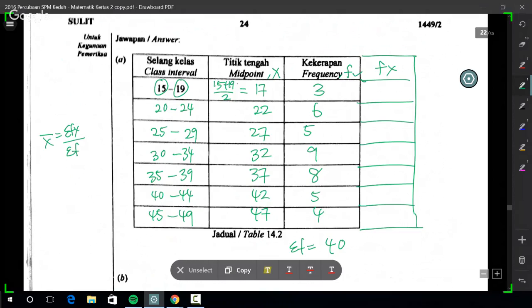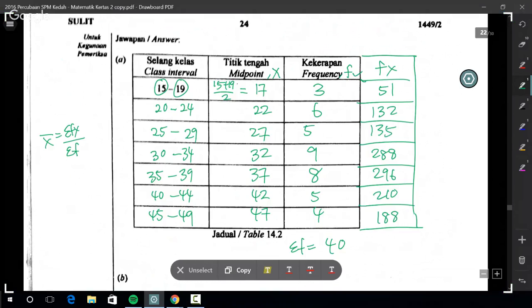So then I multiply, I get 51. This one I will get 132. This one I will get 135. This one I will get 288. Okay, I use the calculator. Don't use my brain too much. Yeah, it's correct. 8 times 37 is 296. And 42 times 5 is 210. And 47 multiplied by 4 will be 188.